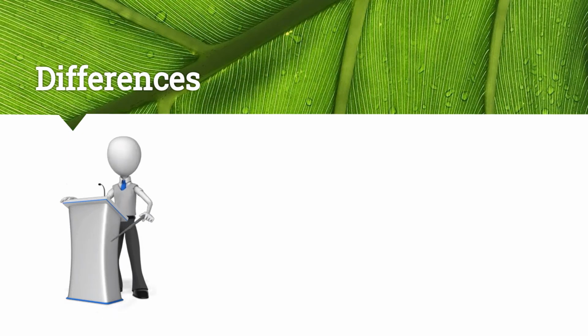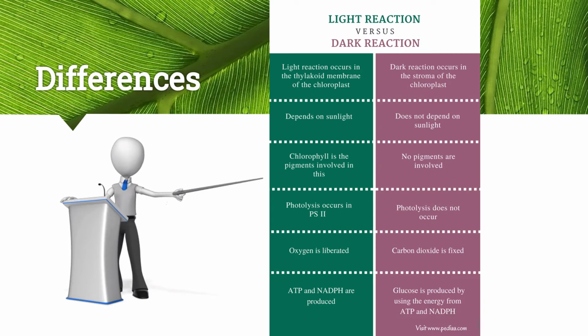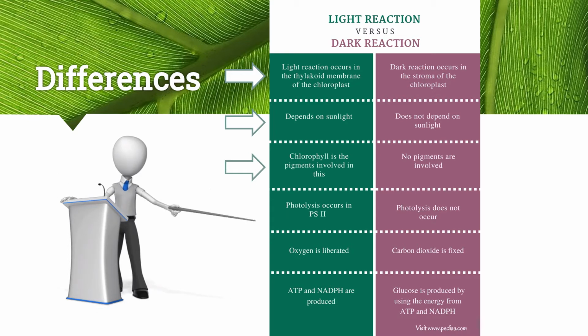Let us look at the differences between the two stages of photosynthesis. Here we can see that the light reaction occurs in the thylakoid membrane of the chloroplast. On the other hand, the dark reaction occurs in the stroma of the chloroplast. Light reaction depends on light. Dark reaction does not depend on sunlight. In the light reaction, chlorophyll is the pigment involved, whereas in the dark reaction, no pigments are involved.